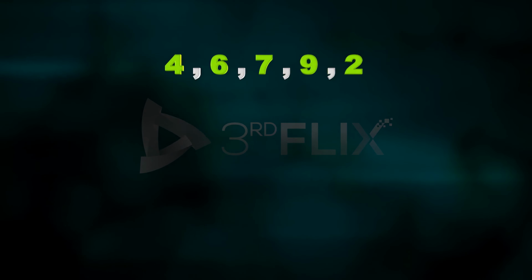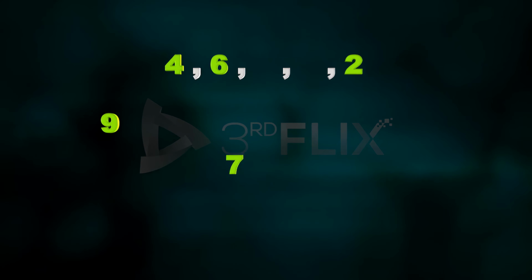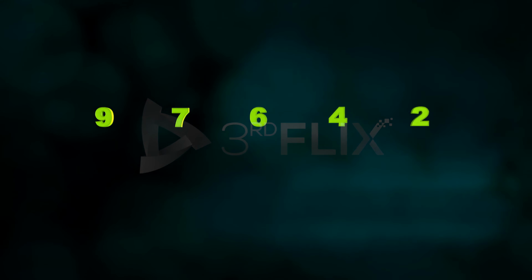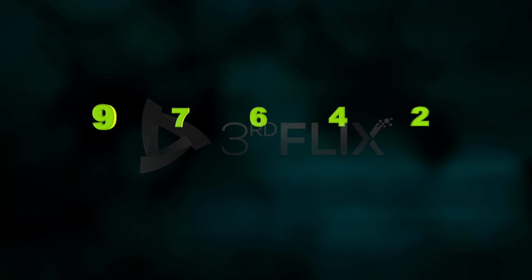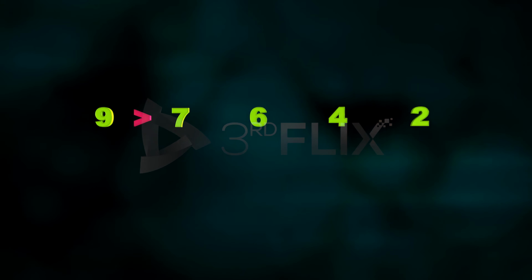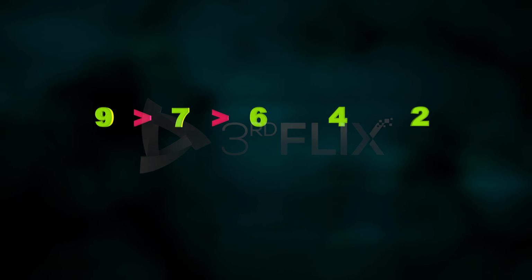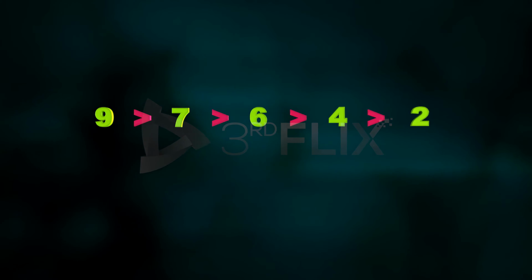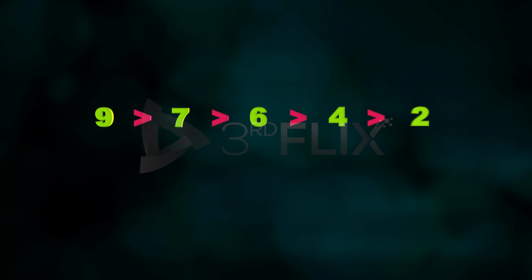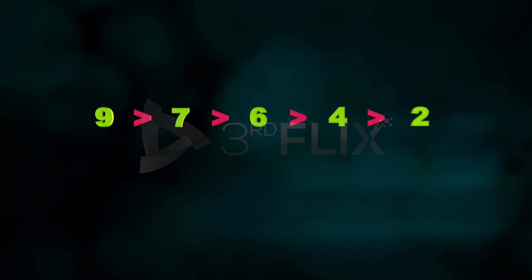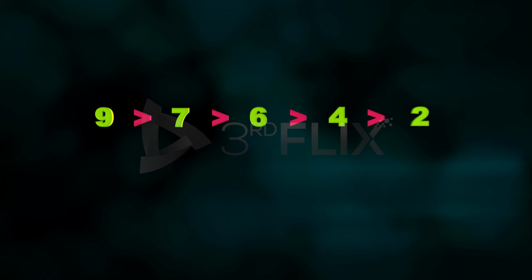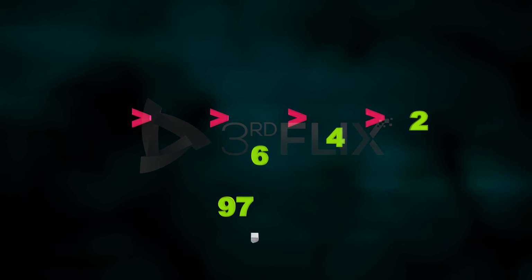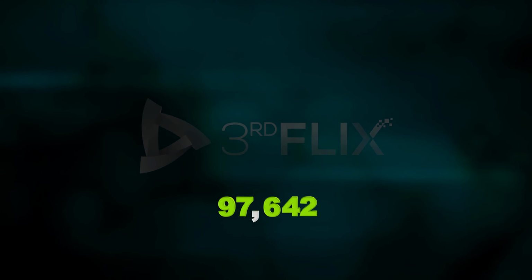First, arrange the given digits in descending order to form the greatest number. 9 is greater than 7, is greater than 6, is greater than 4, is greater than 2. Thus, the greatest number formed using the given digits is 97,642.